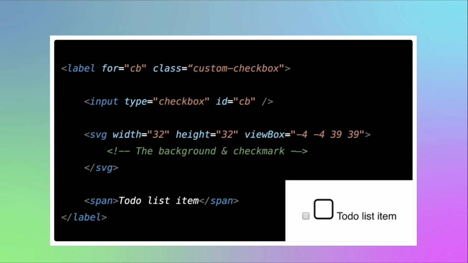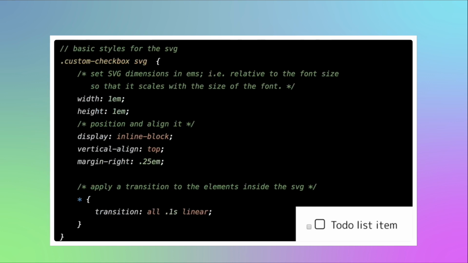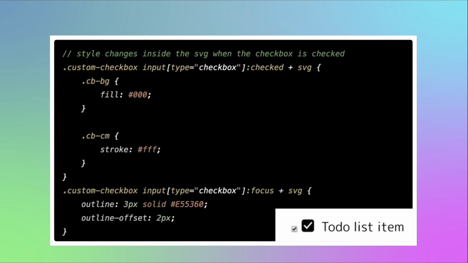At this point, the checkbox is still visible. Before we hide it, we're going to apply some basic styles to the SVG, positioning and sizing it next to the text using relative units so that it scales with the text. And then we style the background and checkmark in their default state and in their checked state. So when the checkbox is checked, the SVG reflects that. We also don't want to forget our focus styles. So when the checkbox receives focus, we show an outline around the SVG checkbox. We're using the CSS sibling selector to apply the focus styles to the SVG when the checkbox is focused.